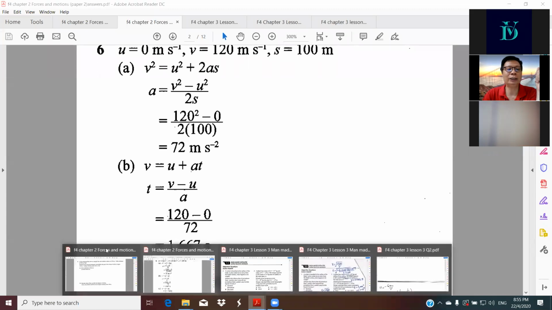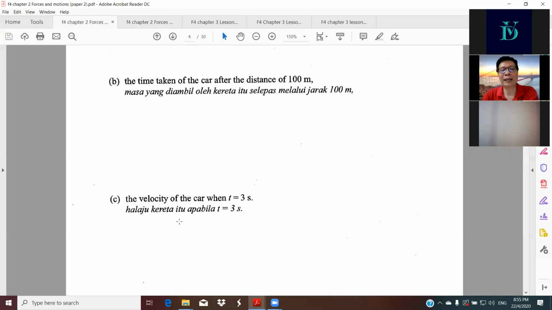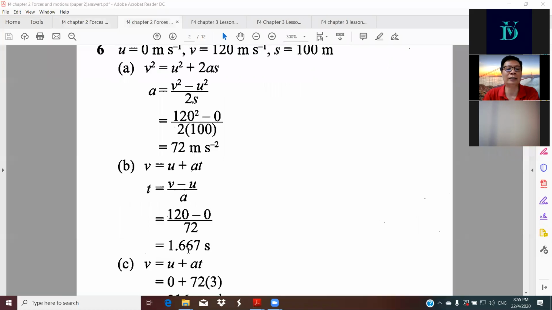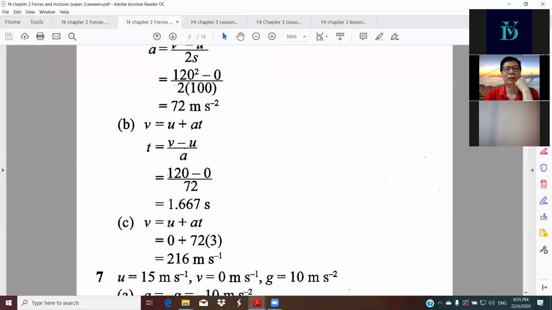Question C: the velocity of the car when t equals 3. You are asked to find the velocity when the time is 3 seconds. So use v equals u plus at. u is 0, a is 72, times 3, so you get 216. That's it, okay?